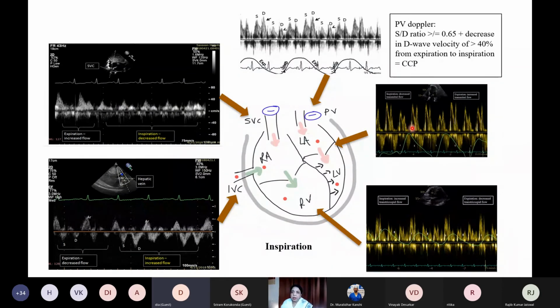And on this side, there is increase in mitral flow variation, and on the right side, in mitral flow, there is reduction during inspiration, and on the right side, there is increase. We all know that, and the difference is more than 40%.